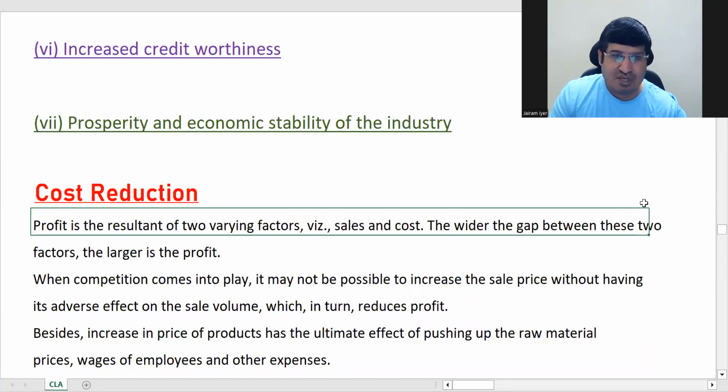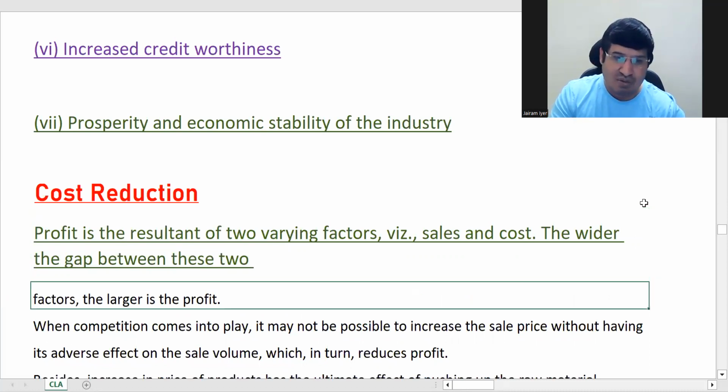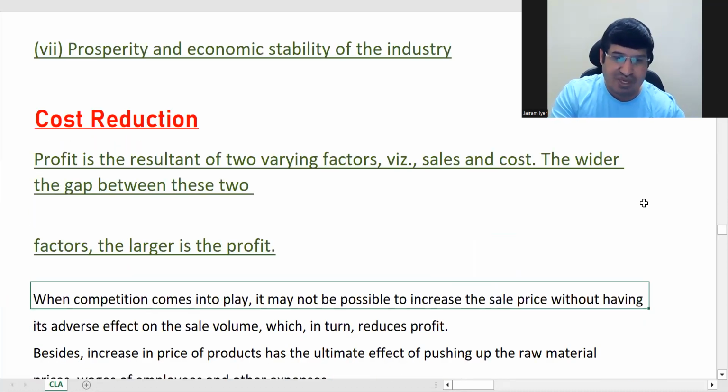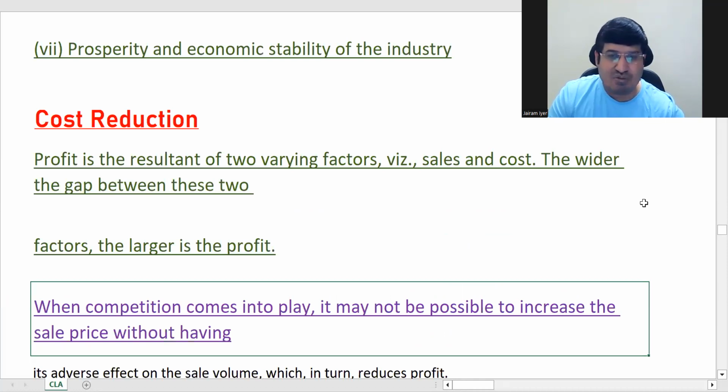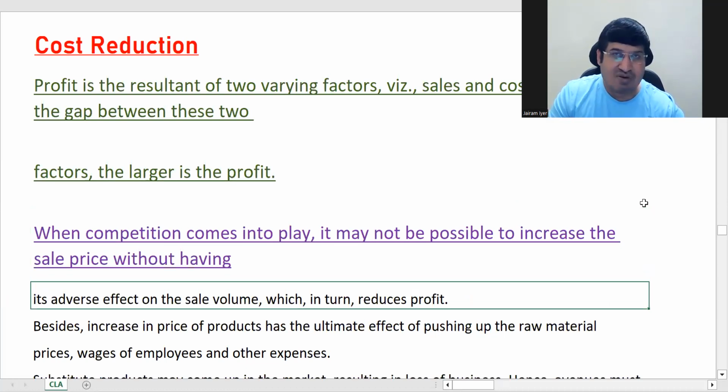Now profit is a result of two varying factors, sales and cost. The wider the gap between these two, the more the profit. When competition comes into play, you cannot increase the sales price, because if you increase it, people will go to your competitor. So what you can do is only reduce the cost. Cost is the only thing you can work with, as I told you in the first class also.